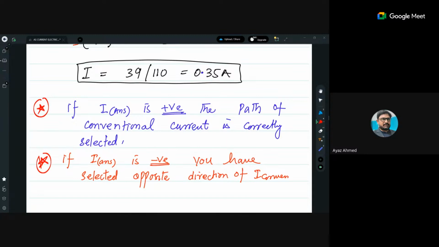Is this clear to you? If you have a positive sign, it means the path you have selected was the same as the actual current. But if the calculated answer is negative, it means you have selected the opposite path, and the actual current was not in that path. The actual current was in a different way. Got it? Different, not opposite way. Is this all clear?